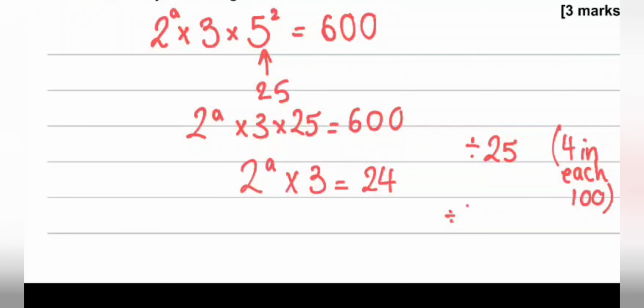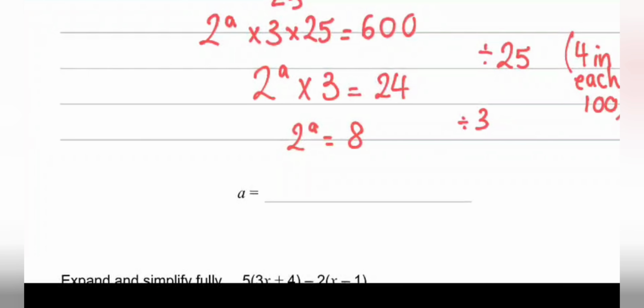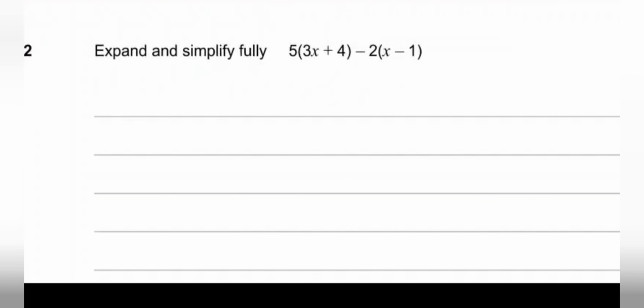And now it's looking nice, right? We divide both sides by 3. So we've got 2 to the A equals 8. So now, how many 2s times by itself equals 8? That is 2 to the power 3. So that means A is 3. Don't write 8 on the line. You want to write 3 on the line.